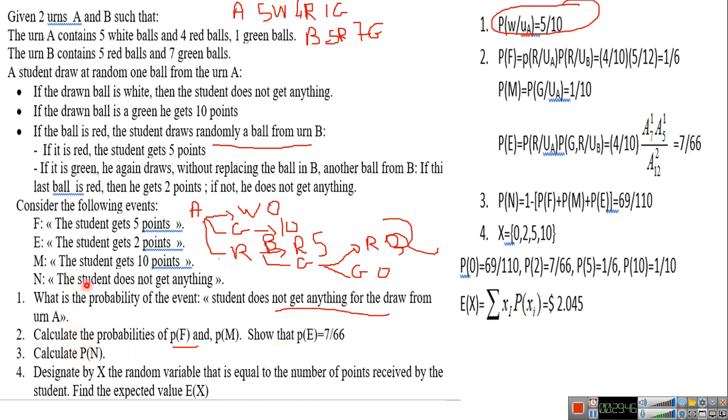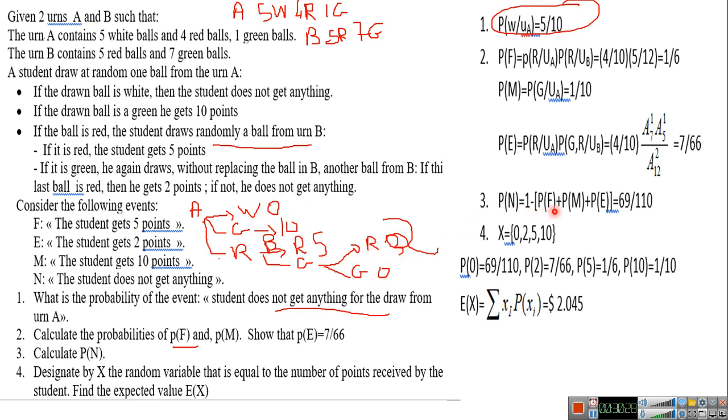Now calculate P of n. The student does not get anything. So not to get anything, either he's going to draw a white from A or red from A, then followed by two green from B. I have the red from A, so I need only to add to it. This is P of n, does not get anything. I can do it in two ways. Either because I have the 2, I have the 5, I have the 10, I do 1 minus these 3, or I do it all because I know that the sum of P of 0 plus P of 10 plus P of 5 plus P of 2, and these two 0 together is equal to 1.